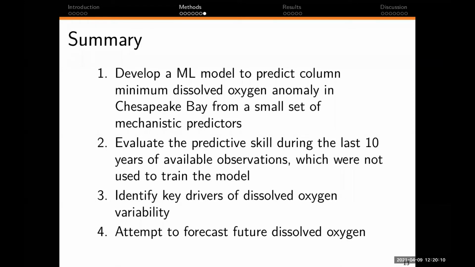So just to summarize these methods, first I'm developing a machine learning model that predicts the column minimum dissolved oxygen anomaly in Chesapeake Bay at a bunch of different stations from a small set of predictors with established mechanistic connections to hypoxia. With this model, next I'll evaluate the predictive skill during the last 10 years of available observations, which were not used to train the model, so it's an out-of-sample test of the predictive skill. I'll use this model to identify key drivers of the dissolved oxygen variability, and then try to use it to forecast future dissolved oxygen.